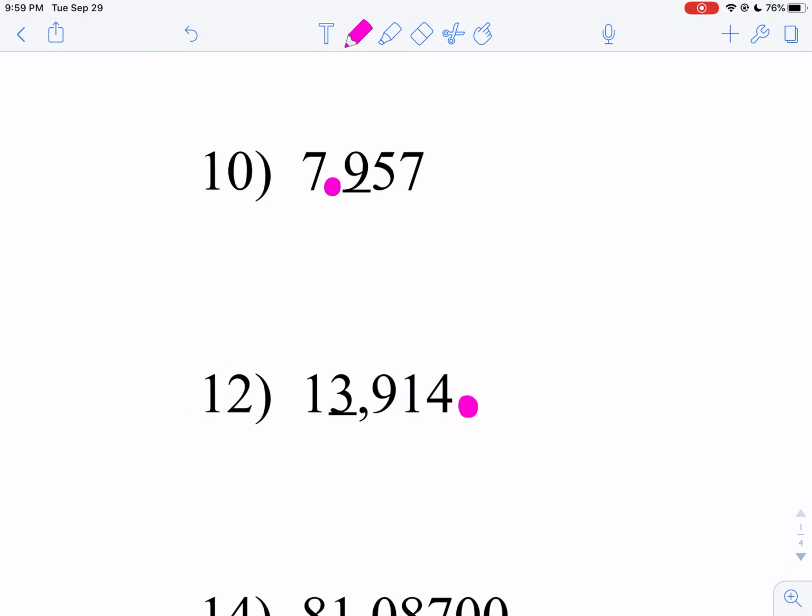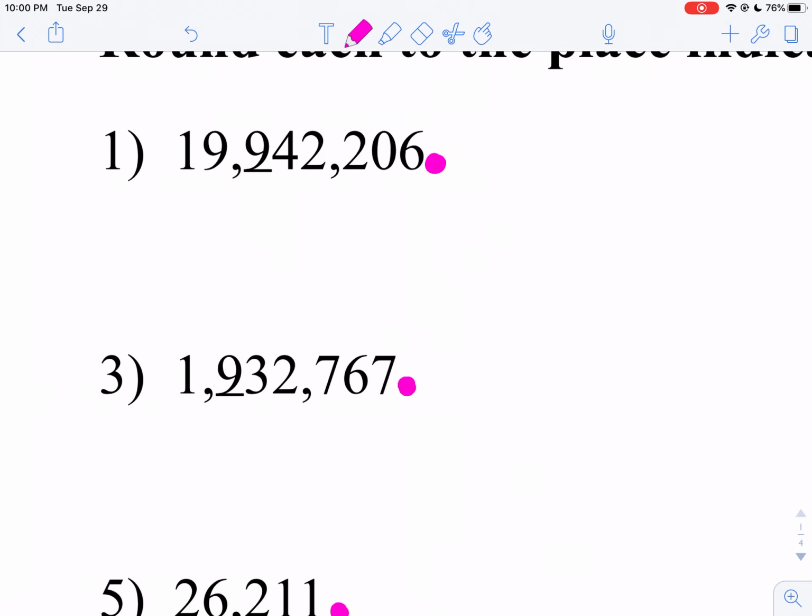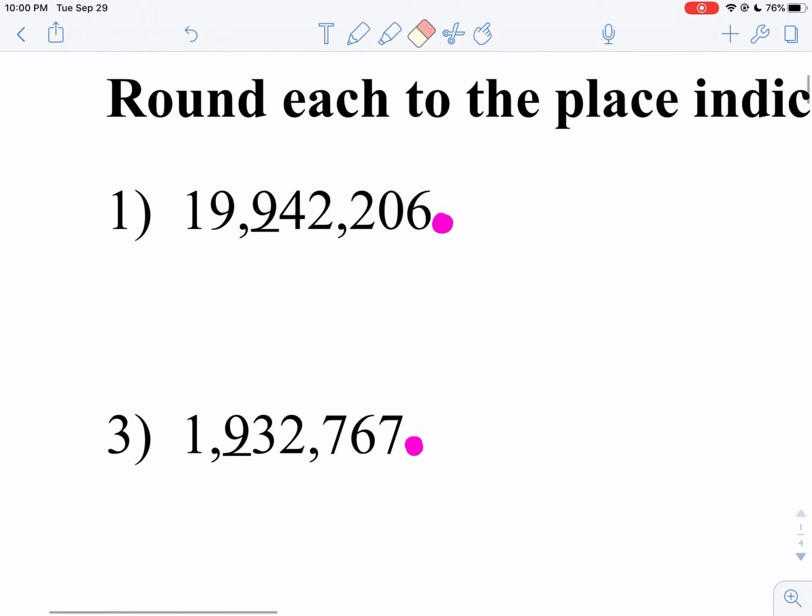So that's the first thing that you need to be able to do: identify where the decimals are. The next thing is find the underlined number. That's the number that they want you to round. In number 1, the underlined number is a number like 8 with a bar at the end. So we're looking for that number and we are going to highlight it. For number 1, the number that they want us to round is the 9.